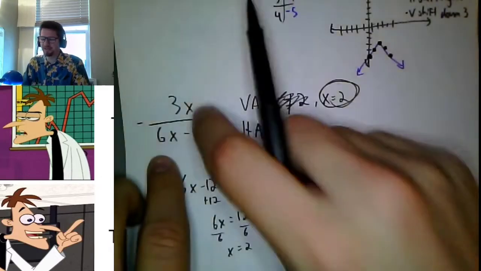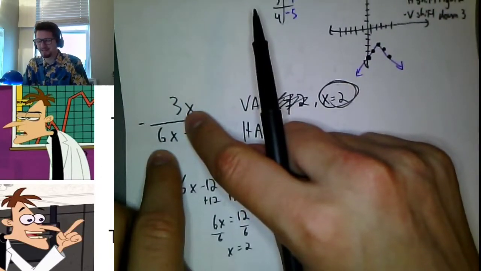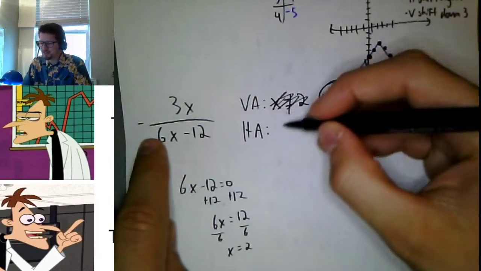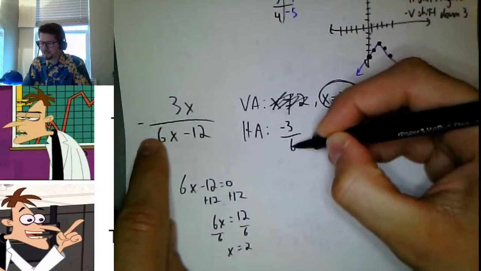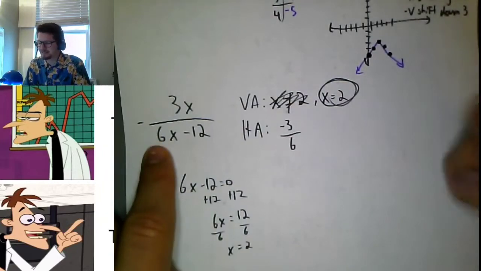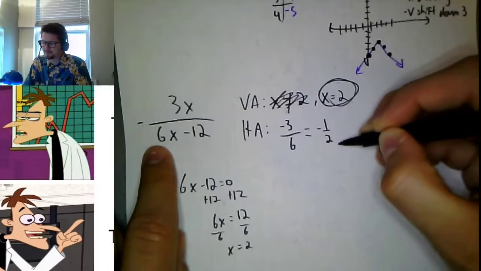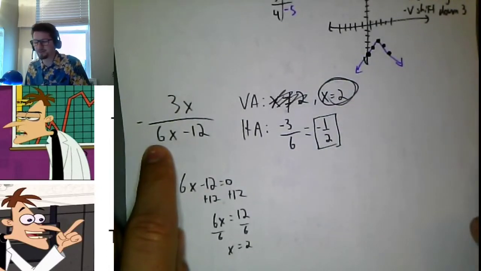So horizontal asymptote. I told you guys that you look at the coefficients of the x's, you make them into a fraction. So the coefficients of the x's would be negative 3 over 6, or 3 over negative 6, it doesn't matter. That simplified gives you negative 1/2. That's my horizontal asymptote.